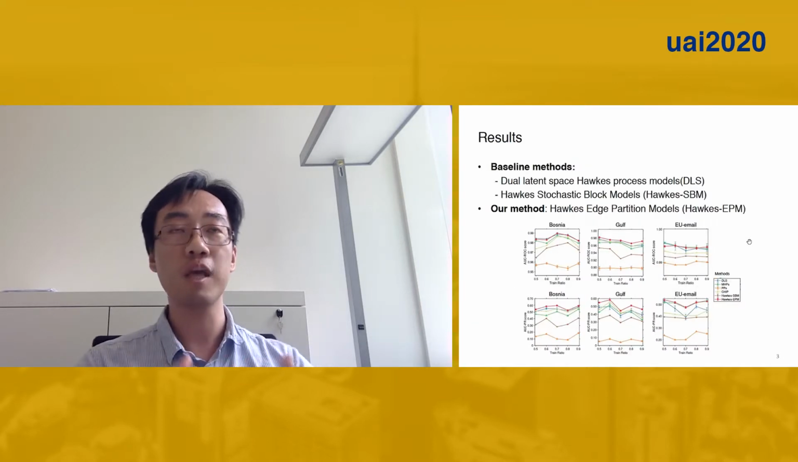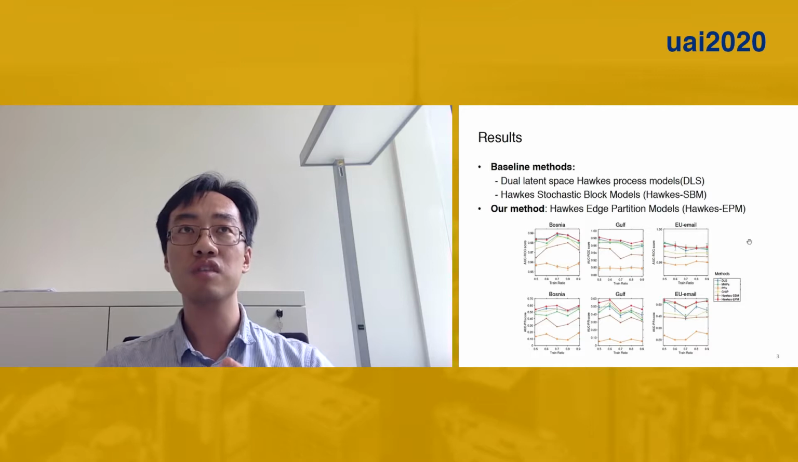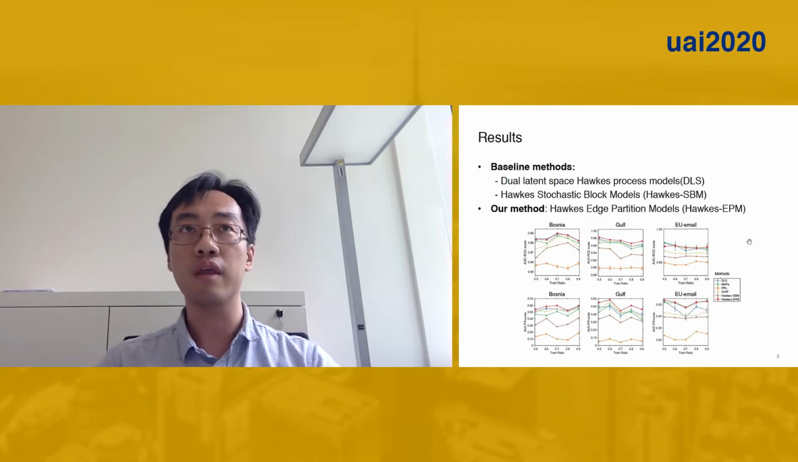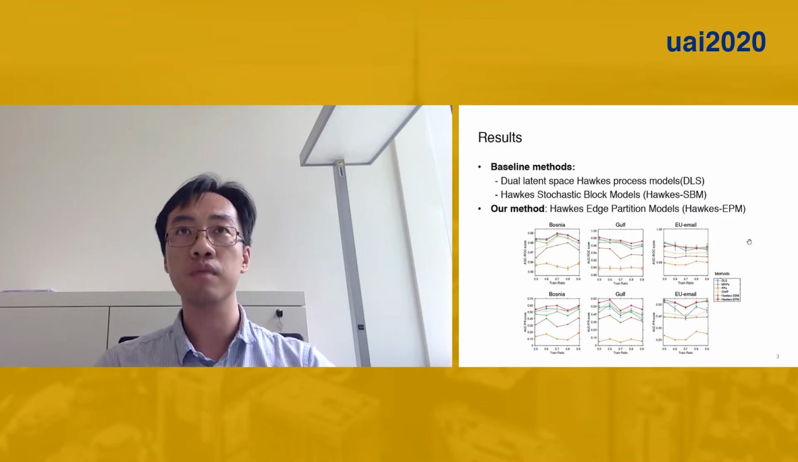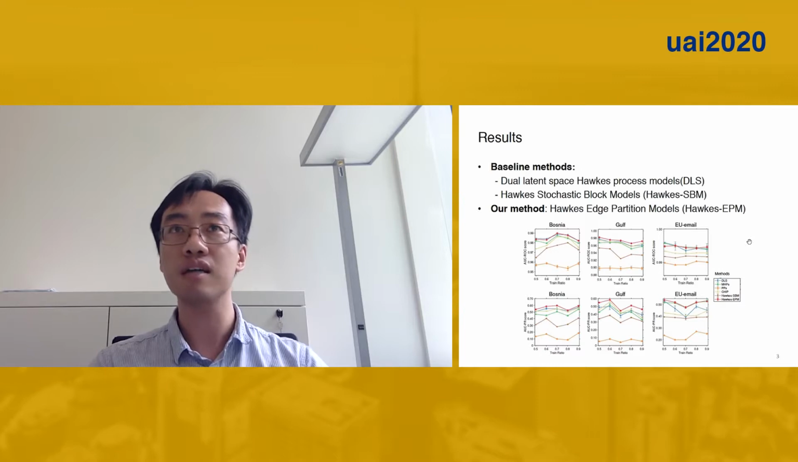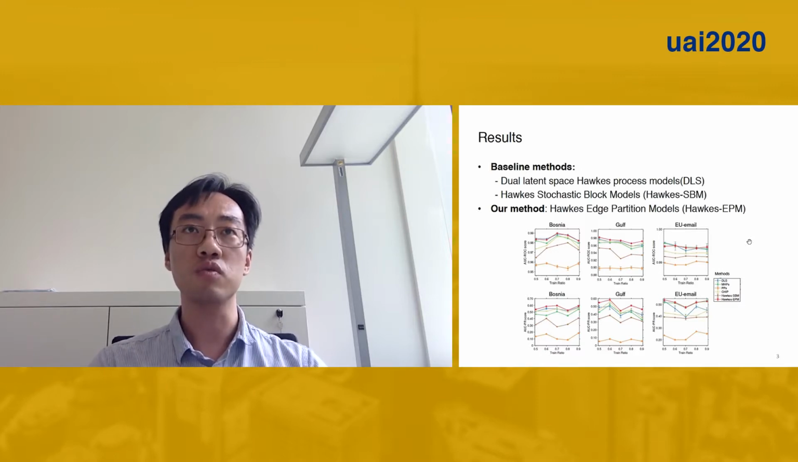We compare to two state-of-the-art methods, the dual latent space Hawkes process model and the Hawkes stochastic block model. They are highly related to our model. Applied to three real-world datasets across different settings by varying the training ratio, the proposed model, the Hawkes edge partition model, achieves higher accuracy compared to these baselines.